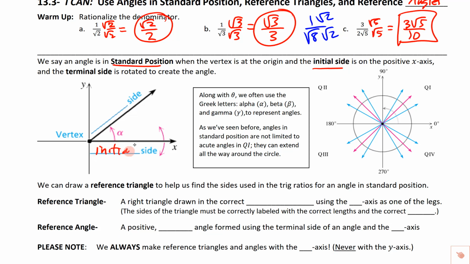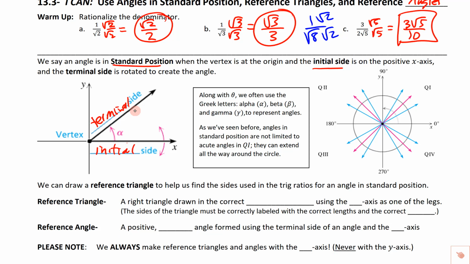This is the initial side, and this is the terminal side. Oops, let me make that look right. Terminal. Okay? Now, when we rotate this, generally speaking, we make positive angles by rotating it counterclockwise. That keeps us in quadrant 1. We're going to try to not overly complicate things. We're going to keep a lot of things in quadrant 1 for right now. Okay? Then I'll show you what happens when we rotate things into quadrant 2 and so forth.